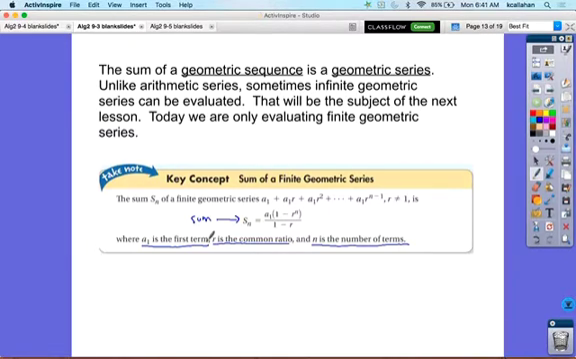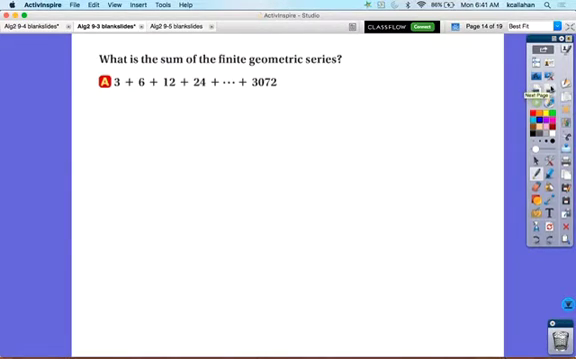This one, even more than the arithmetic, you'll have to go to a calculator or Desmos to do most of the math. But the substituting in, we should understand how the formula works, for sure. So what is the sum of this finite geometric series?